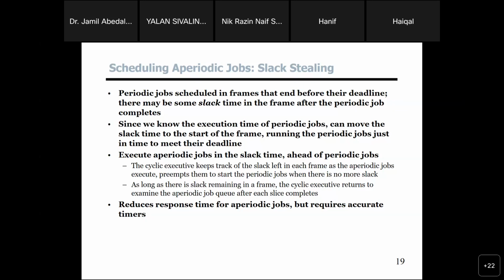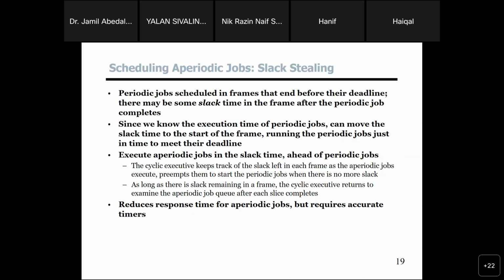Since we know the execution time of periodic jobs can move, this is the most important, pay attention please, we can move the slack time to the start of the frame, running the periodic jobs just in time to meet their deadline. You will understand when I show you the example. This point means, first of all, we must execute the periodic job. Once we meet slack time, we can execute the aperiodic job.